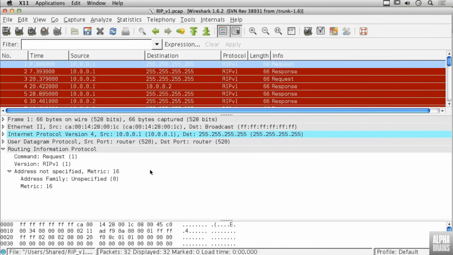So there are definitely some challenges with RIP, although, like I said, with really small networks, it may not actually be a bad protocol if you don't really want to put a lot of administrative work into a dynamic routing protocol.